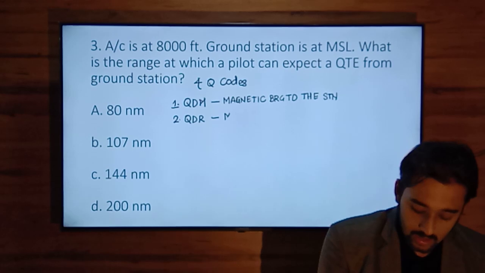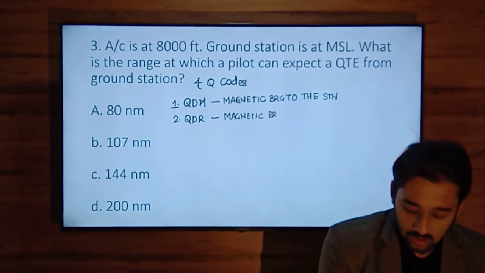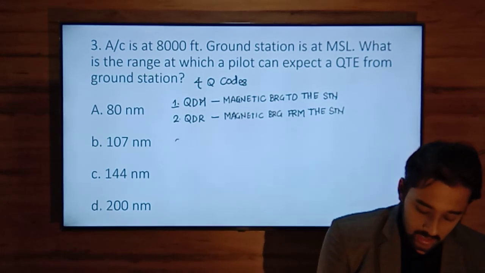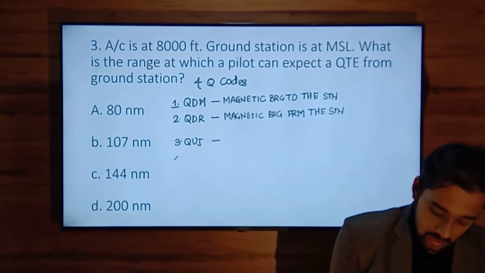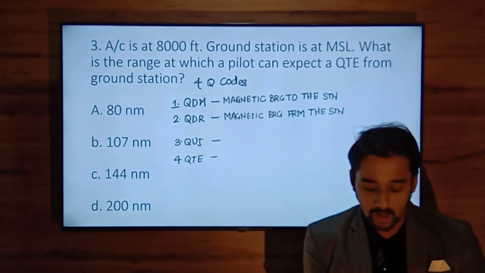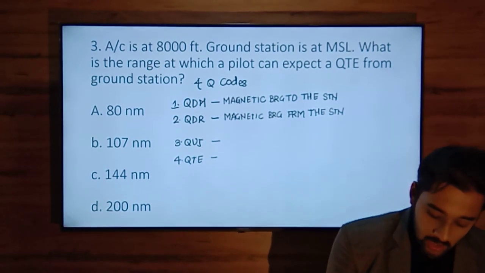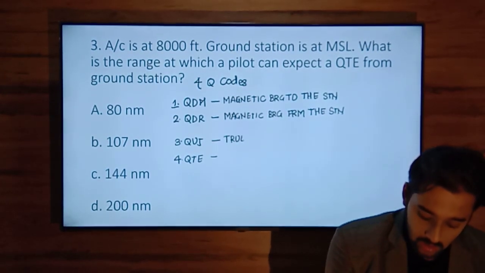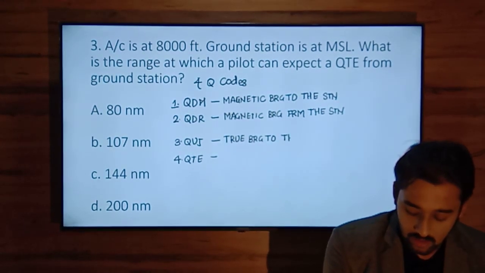QDR is magnetic bearing from the station. Next two Q codes are QTE and QUJ. Quebec Uniform Juliet, Quebec Tango Echo. So QUJ is true bearing to the station.